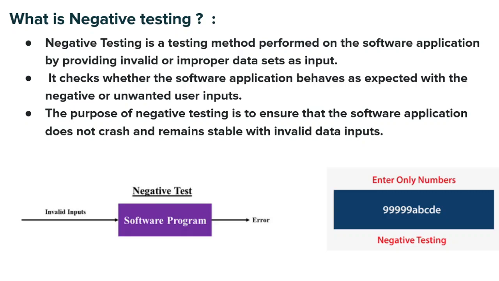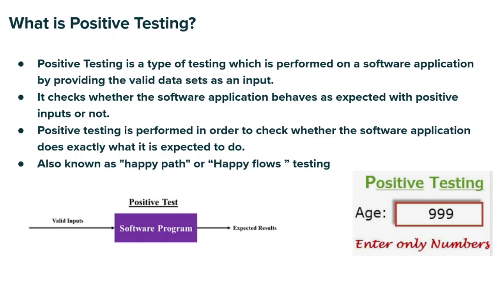In negative testing, we check whether the software application behaves as expected with negative or unwanted user input. We can also check for invalid inputs, where the application should give some error message. That is called negative testing. The purpose of negative testing is to ensure that the software application does not crash and remains stable with invalid data inputs. In positive testing, we have seen that we have to make sure that the application is working correctly for correct or valid inputs.